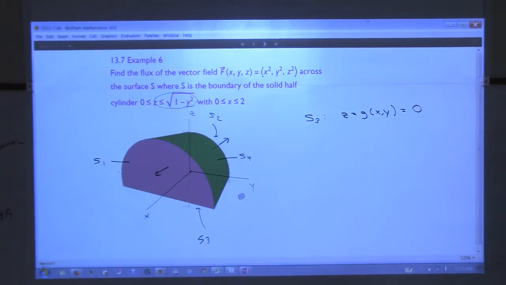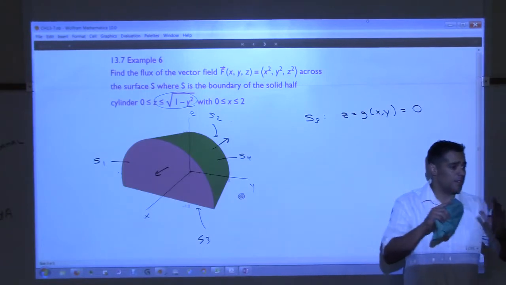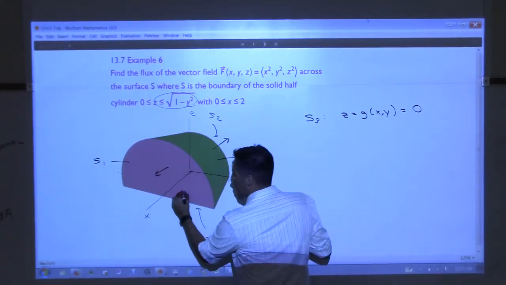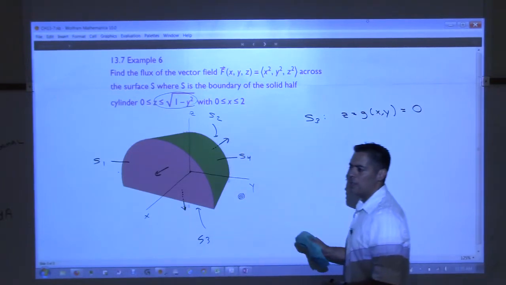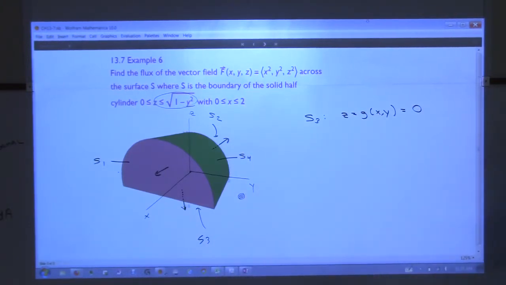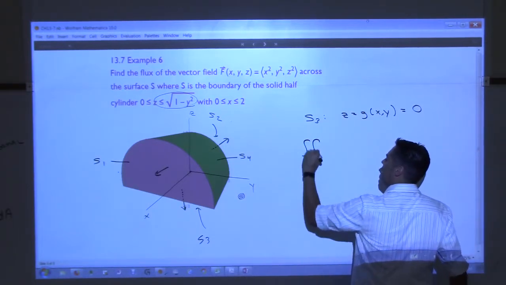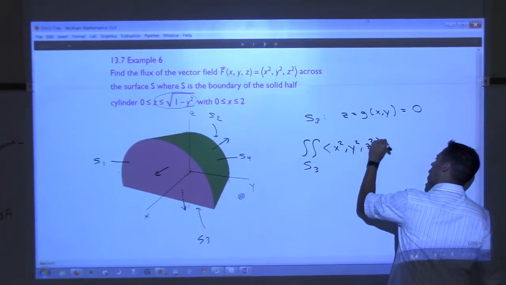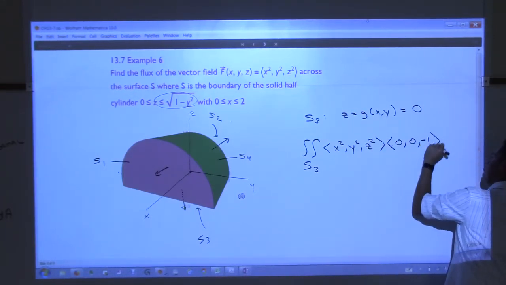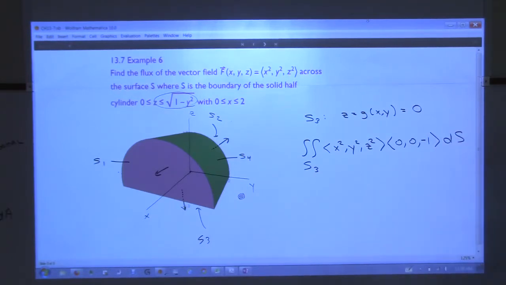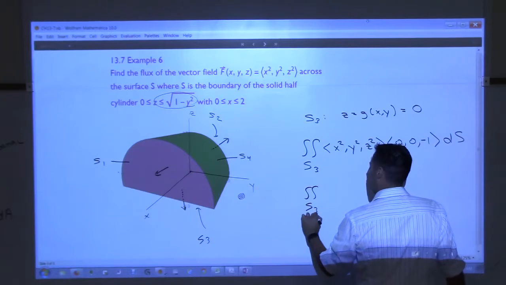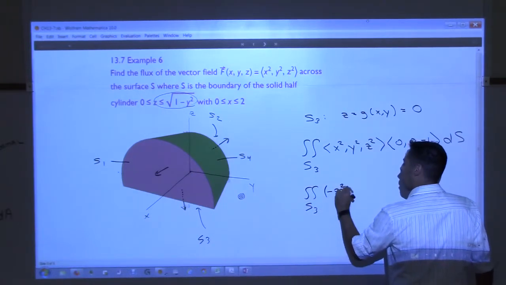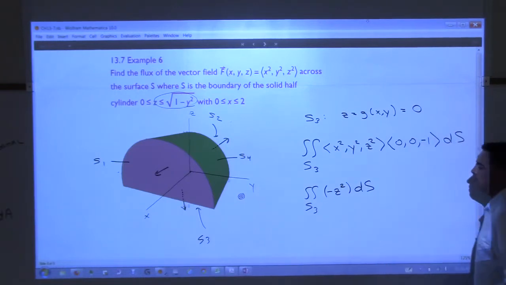And this has been working out really well so far with these normal vectors. On these flat surfaces, the normal vectors are kind of nice to work with. So I have a vector pointed out the bottom here. That normal vector is the vector 0, 0, negative 1. I'm going to dot the vector field with that 0, 0, negative 1 dS. And all I get here is negative z squared, dS. And what is z on this surface? It's 0.